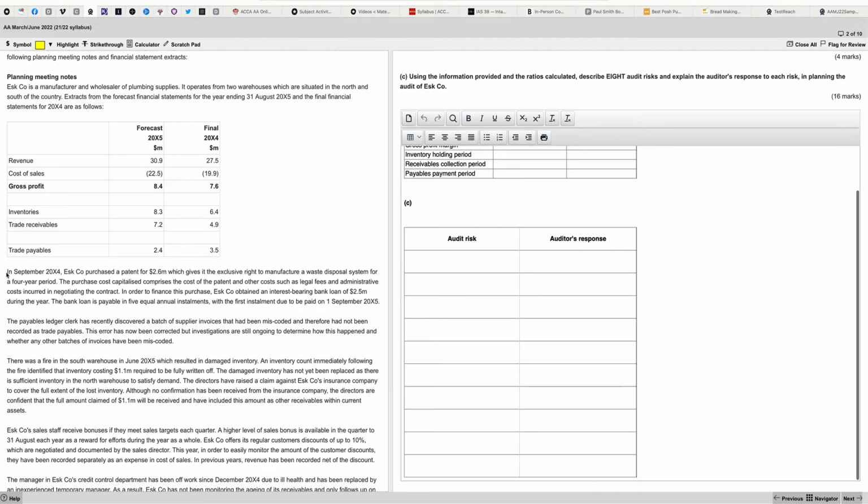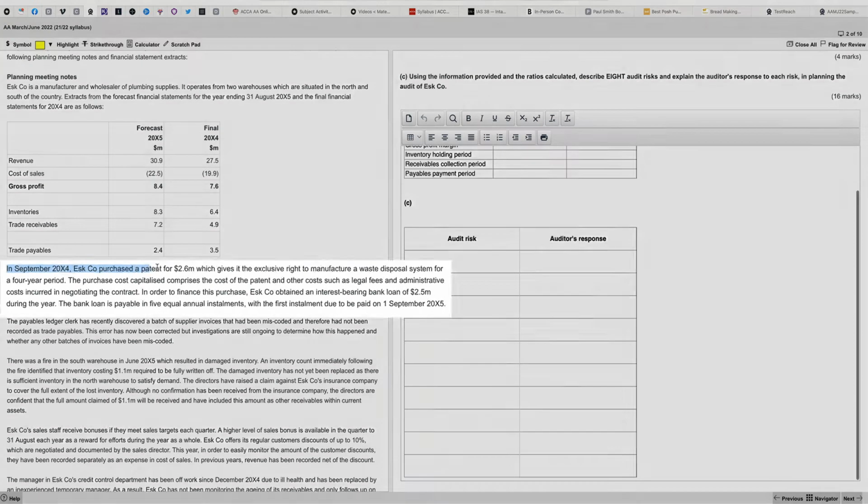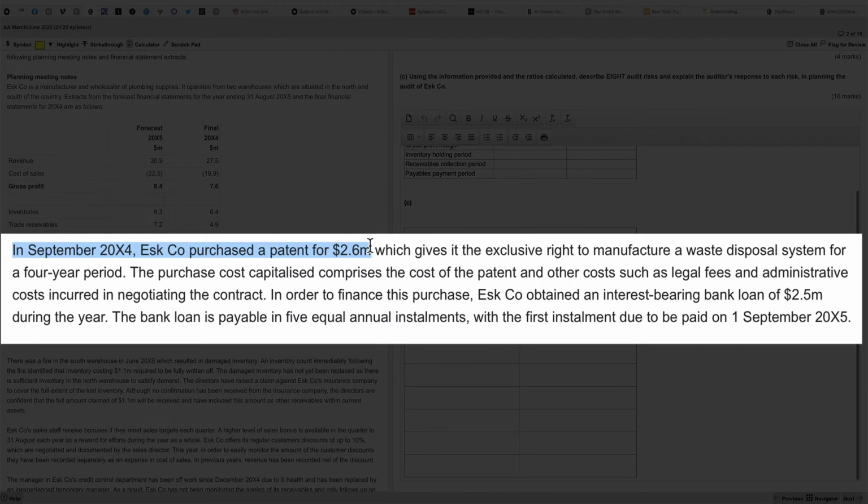So moving on to the next part of the scenario, it says during the year they purchased a patent for 2.6 million, which gives you the exclusive right to manufacture a waste disposal system over a 4-year period. Hopefully you all agree that that would be an intangible asset. Now, the purchase cost capitalised comprises the cost of the patent, good.